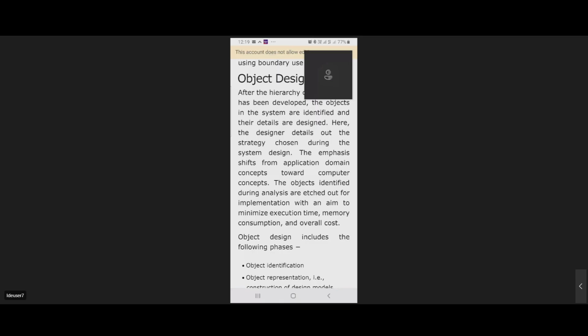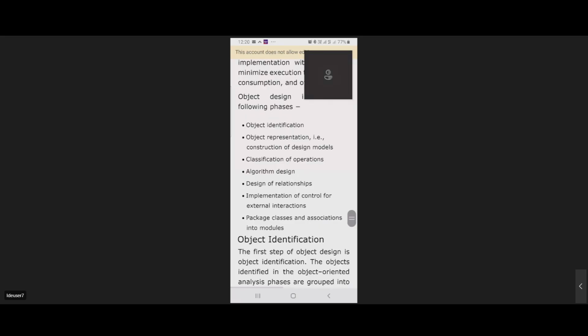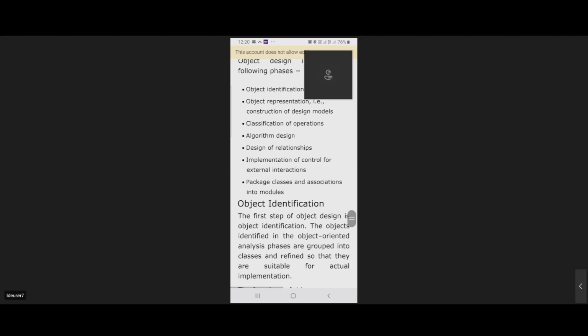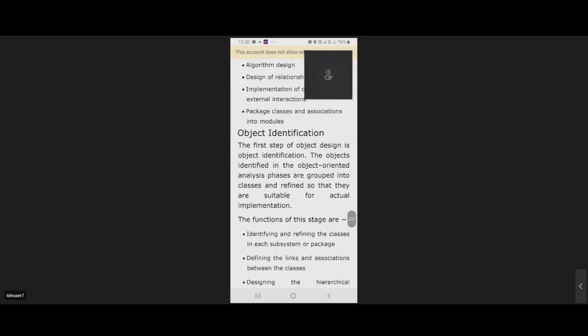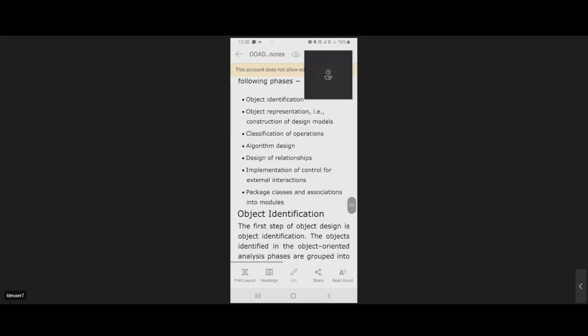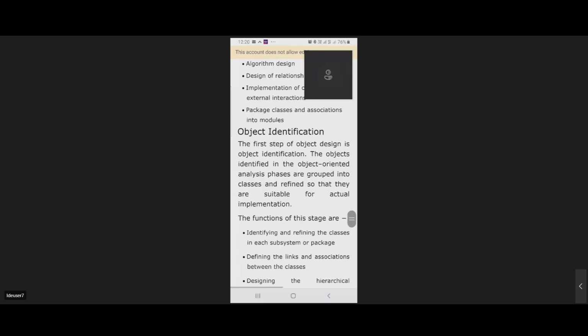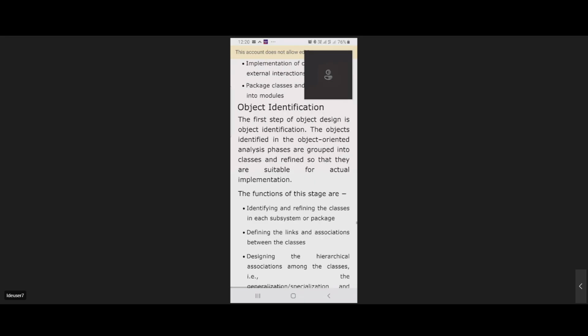So the design includes the following phases. So what are the phases of the object design? Object identification, object representation or construction of design model, classification of operations, algorithm design, design of relationships, implementation of control for external interactions, package classes and association into modules. So what is the phase of object identification? The first step of object design is object identification, where objects are identified in the object-oriented analysis phase and grouped into classes and defined so that they are suitable for actual implementation.